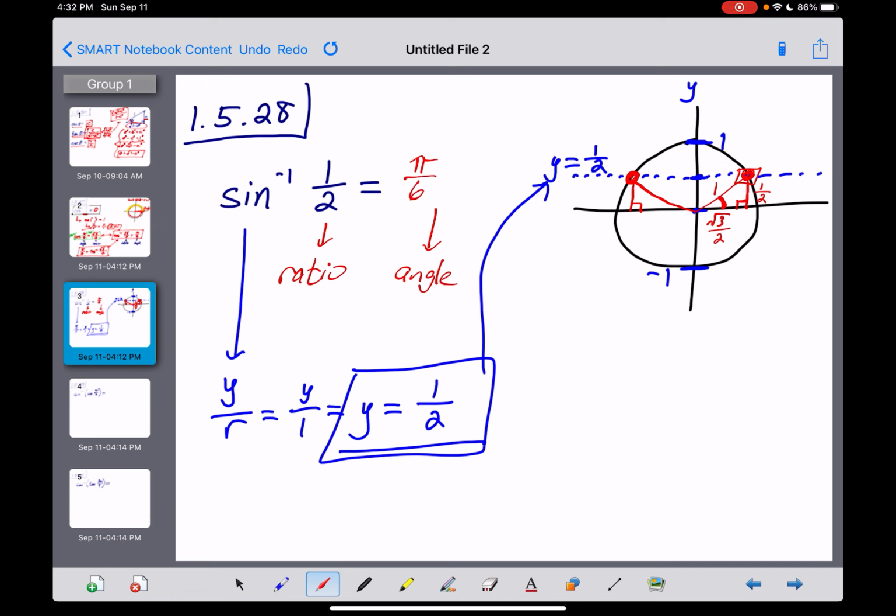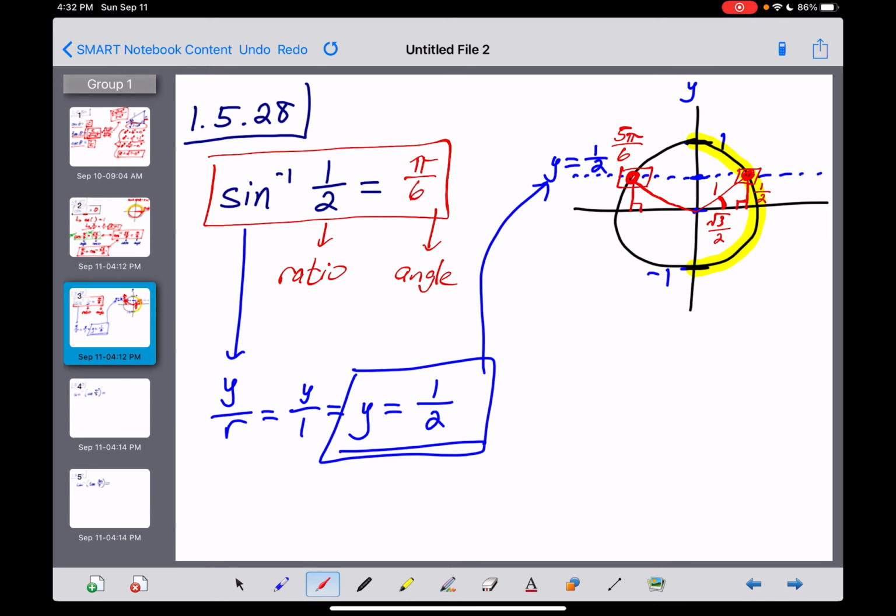Now, as I said a moment ago, there's actually a second answer to that question. This angle right here, where theta is equal to 5 pi over 6, also has a y value, or a sine value, equal to 1/2. But for reasons I'll explain on the next problem, the only answers that we're looking for to an inverse sine problem are from -pi over 2 to +pi over 2. We're looking in the fourth quadrant and the first quadrant, so pi over 6 is the answer we're looking for to that one.